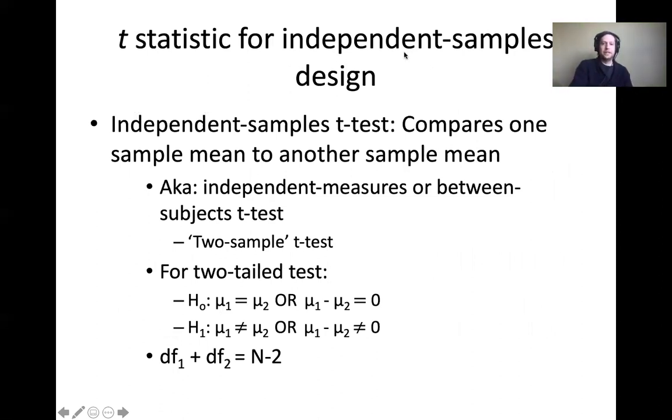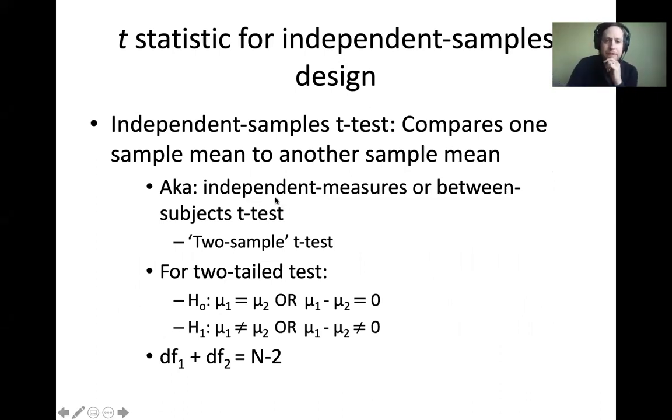So independent samples t-test, what does it do? It compares two sample means to each other. So instead of comparing a single sample mean to a population mean, it's possible to think of the independent samples t-test as just comparing one sample mean to a second sample mean.